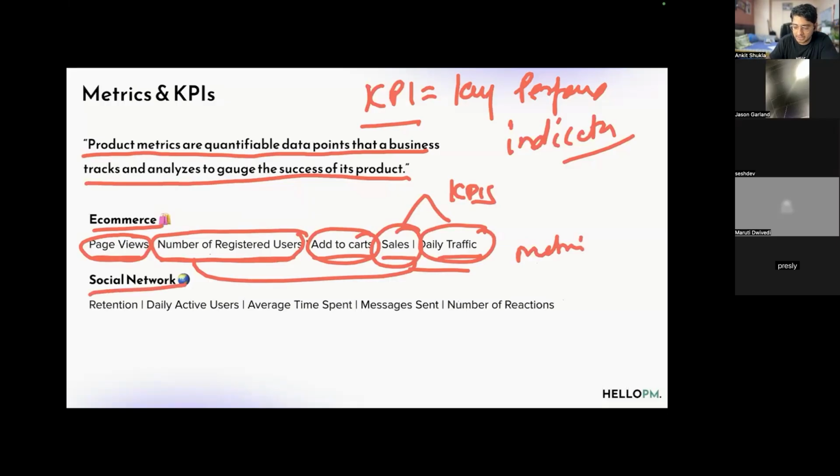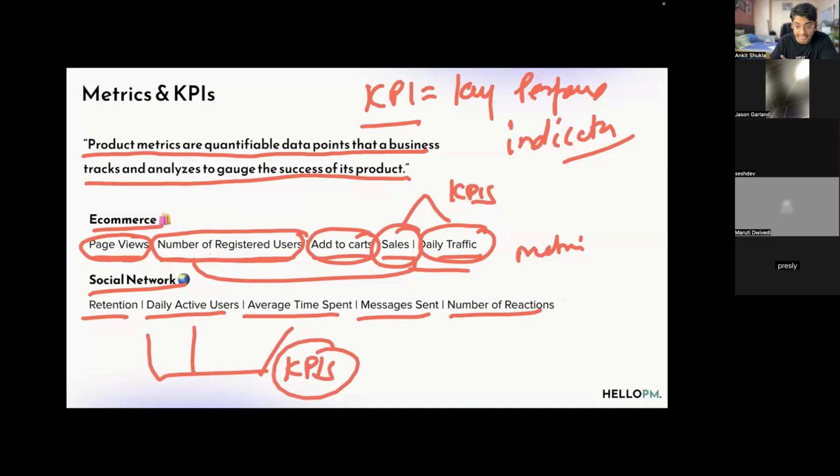Similarly, for a social network, retention, daily active users, average time spent, messages sent, number of reactions could be metrics. But average time spent, daily active users, and retention could be KPIs because they are important. They actually tell you about the value that the customer is getting from the product and the advertiser is getting from the product, while messages sent and number of reactions might not be.